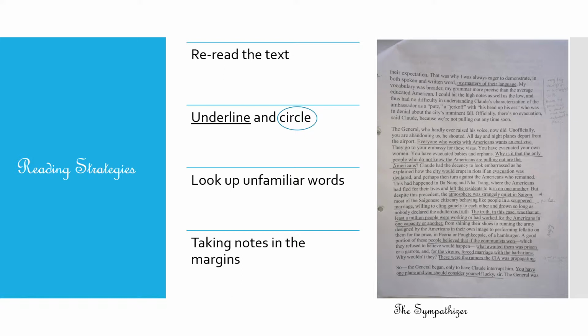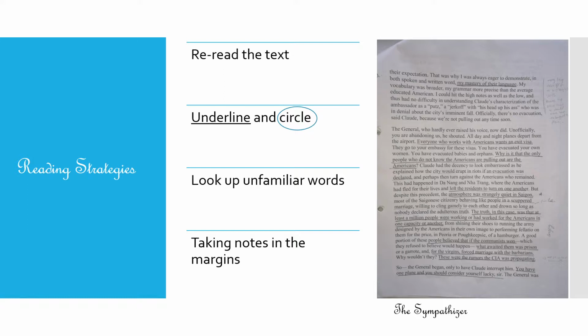Reading strategies are very important to better understand the text that we are reading and to do a good analysis of it. I learned that rereading the text was very important as I was able to understand the story better. The first time that I read The Sympathizer, I didn't understand that the main character was a spy. It only became clear to me after reading it for the second time.